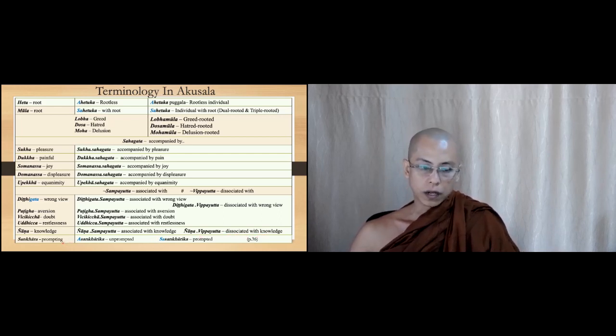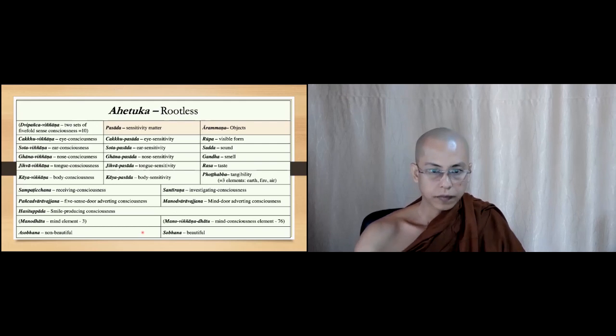The last keyword for akusala citta, the unwholesome consciousness, is sankhara, prompting. With prompting, sasankharika, prompted consciousness; without prompting, asankharika. So the use of sa and a you will see many times.